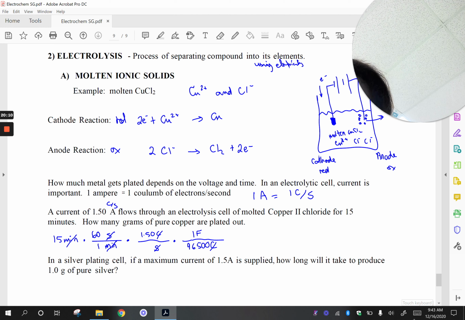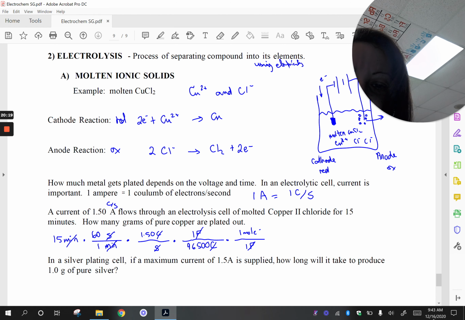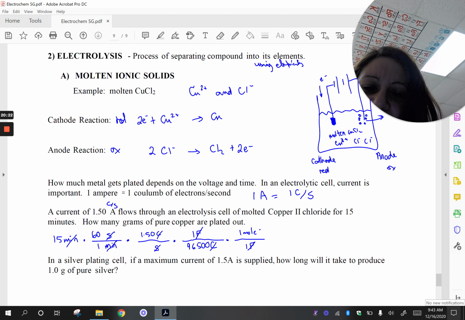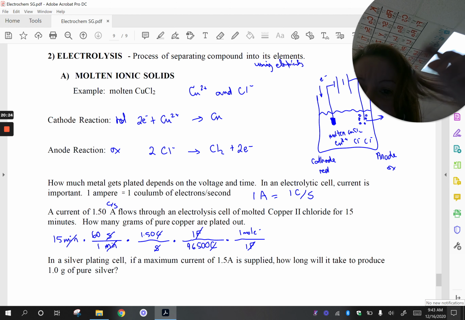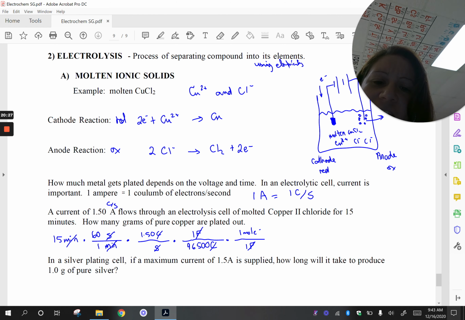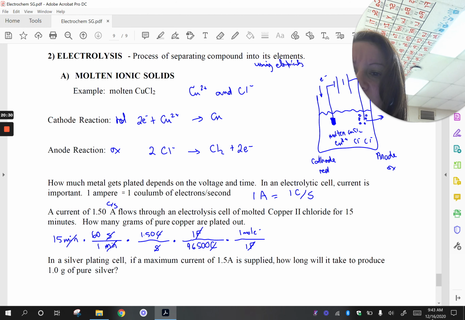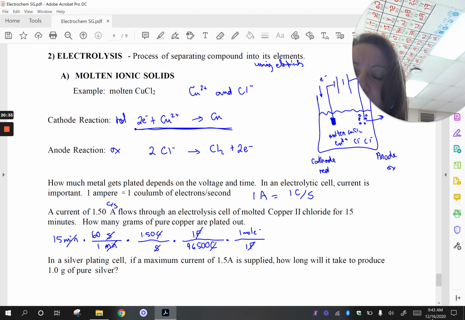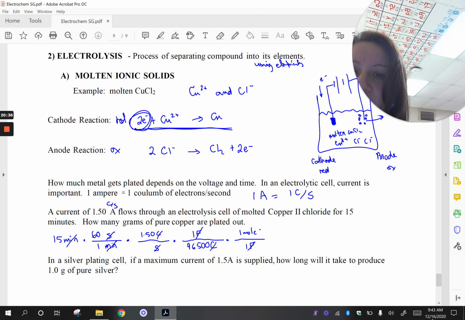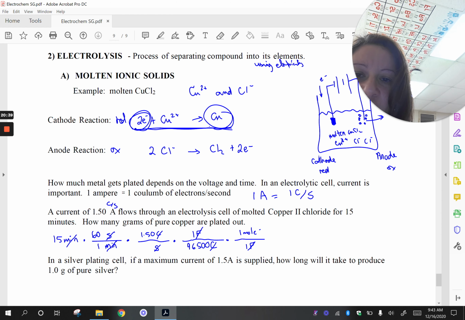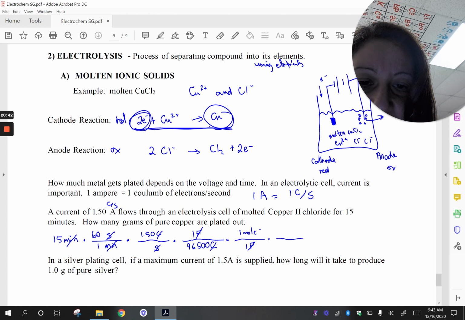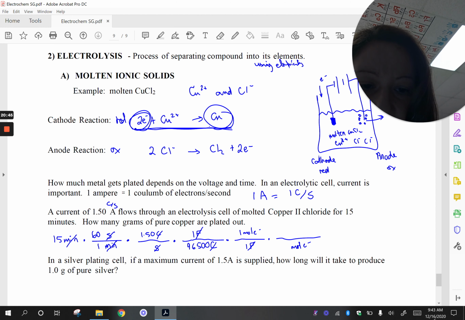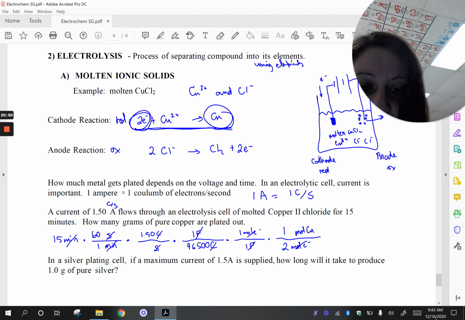Well, what's a Faraday? A Faraday is a mole of electrons, right? So let's put 1 Faraday is 1 mole of electrons. We're getting somewhere now. Got moles of electrons. But we wanted moles of what? We wanted moles of copper, right? So let's think about this. Let's look back at our reaction. For every 2 moles of electrons, I plate 1 mole of copper. So let's do that. There we go, we're at moles of copper.